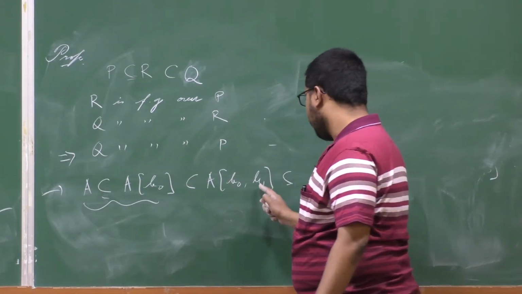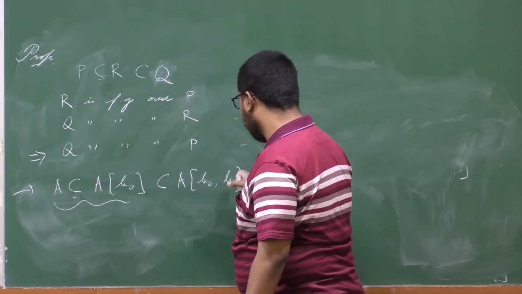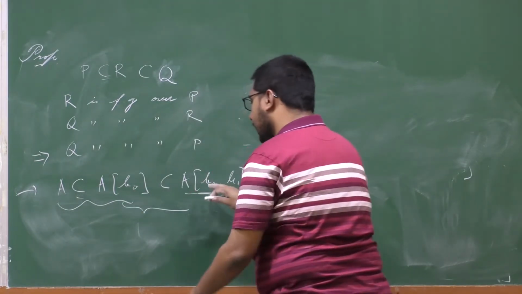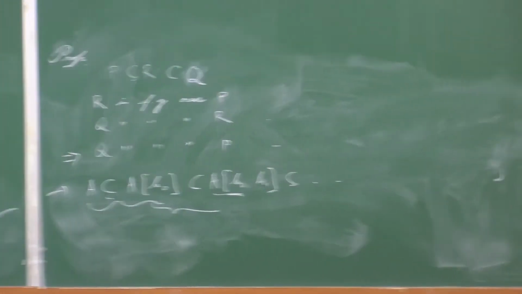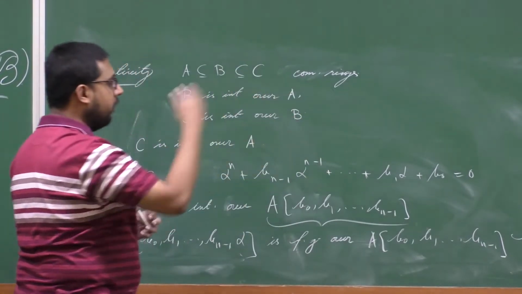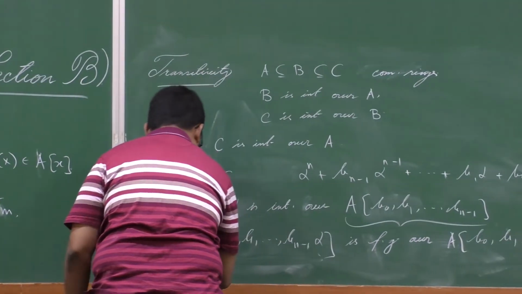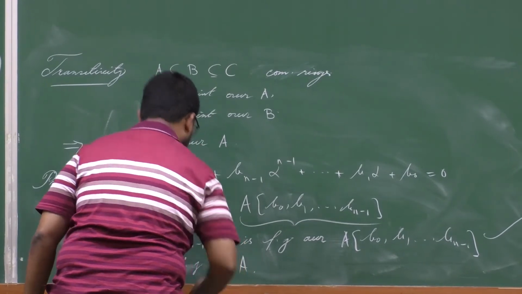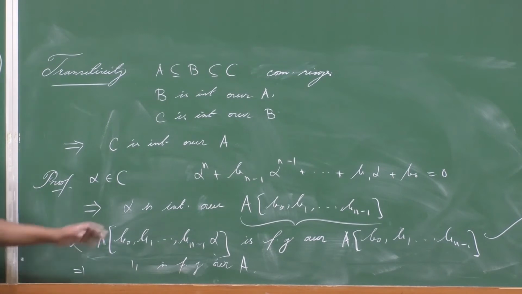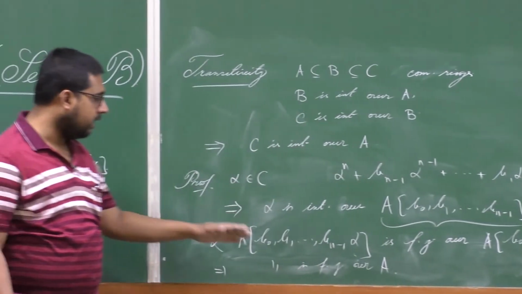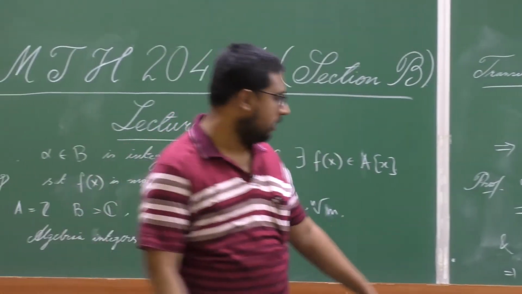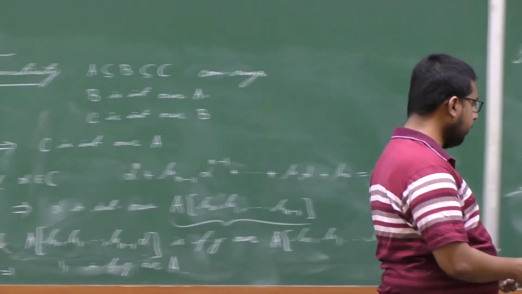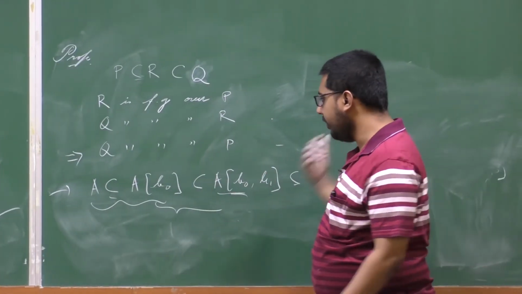Now when we adjoin B1 here, certainly B1 is going to be integral over this ring. So this is also finitely generated over this, and in succession it goes on. That shows this is finitely generated over A, and this is finitely generated over this ring. So from transitivity, it follows that this is finitely generated over A. Thus you have a subring C of B which contains A and which is finitely generated over A, and that contains alpha. So that forces alpha to be integral. This holds for any alpha in C.